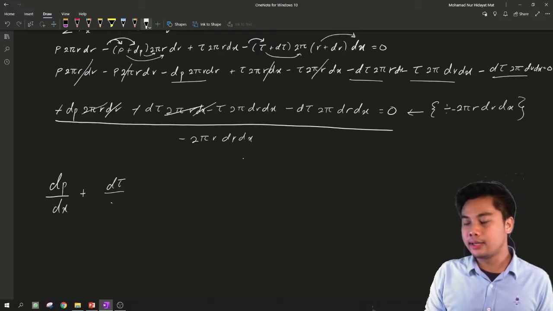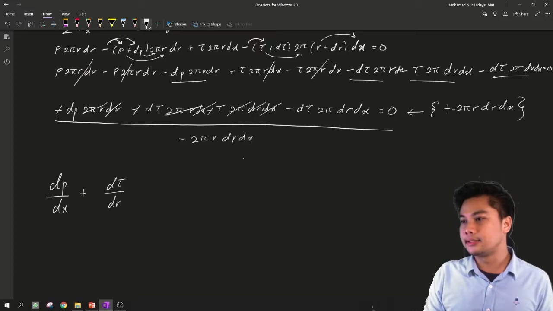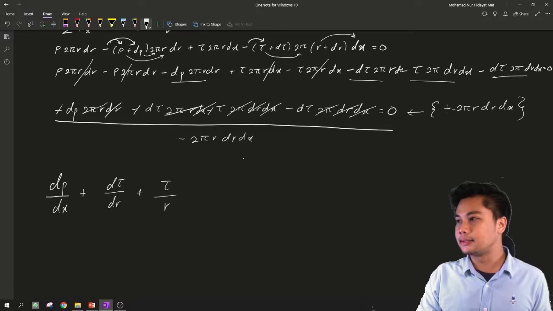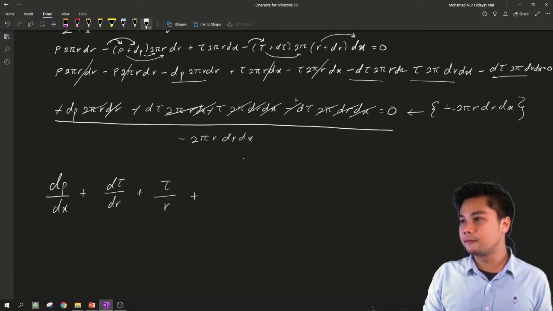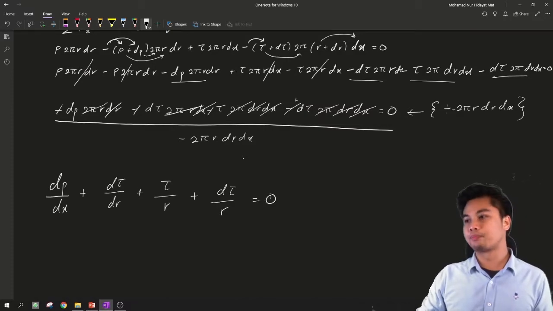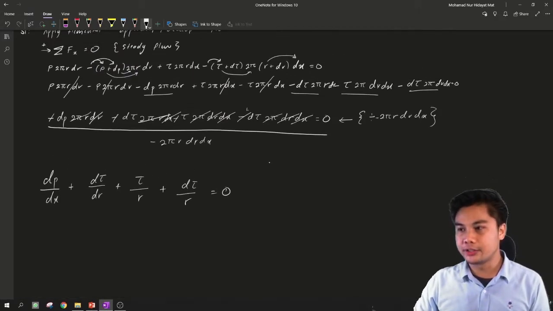This one cancel, only dr. This one negative cancel, 2 pi cancel, dr cancel, dx cancel. So we are left with tau over r. This one again, d tau, dr cancel, dx cancel, 2 pi cancel, and this one positive. So positive d tau over dr, plus tau over r equal to 0. Alright, this is the final part where we simplify the above equation.